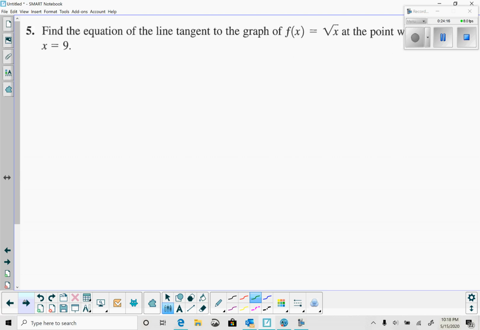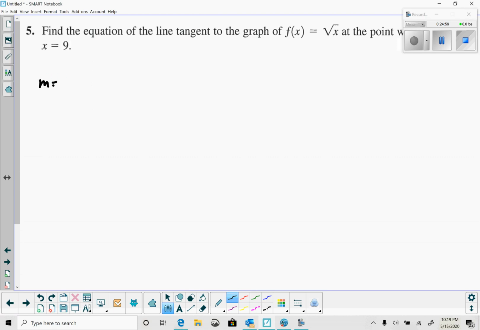Number 5, find the equation of the tangent line to the graph f of x is equal to square root of x at the point where x is equal to 9. So a couple of things to keep in mind here. Again, the whole finding the derivative, the limit as x approaches a certain number, that's going to give us just the slope of the tangent line. In number 5, we're asked to write the entire equation of that tangent line at the point where x is equal to 9.